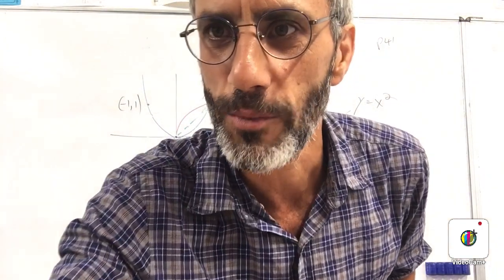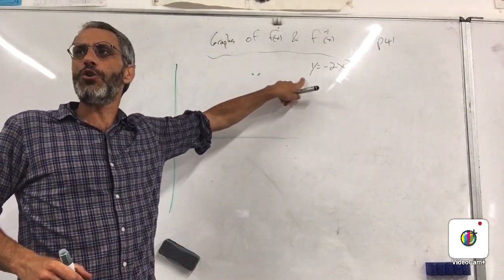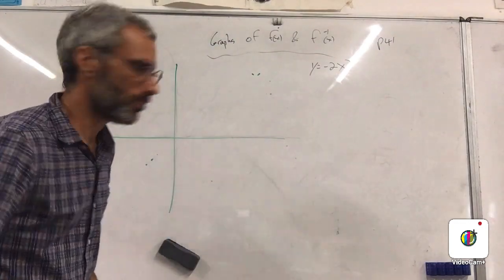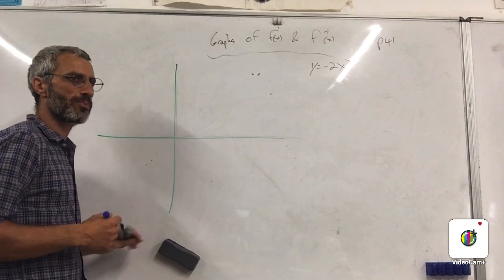Pause here. Last example for today. y equals minus 2x squared. Let's plot it. What is that going to look like? It's a parabola, but compared to the other parabola, this one is a?